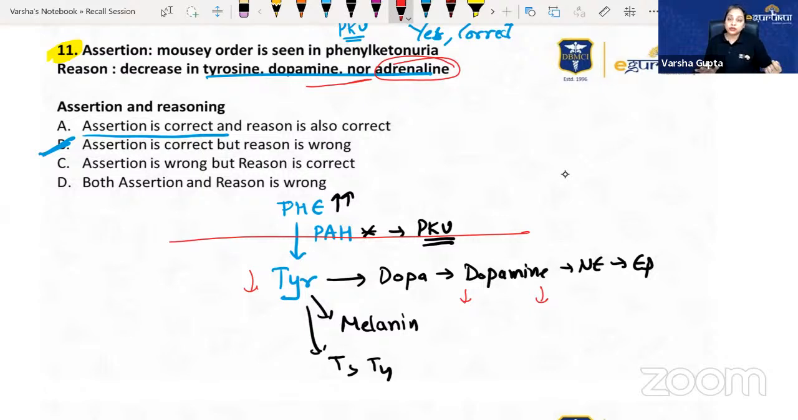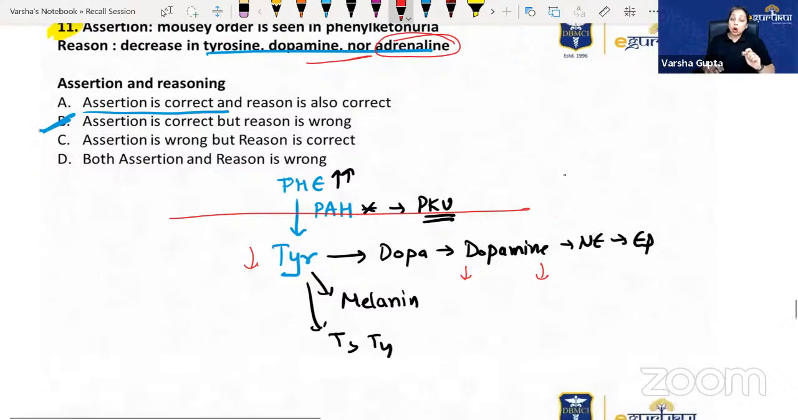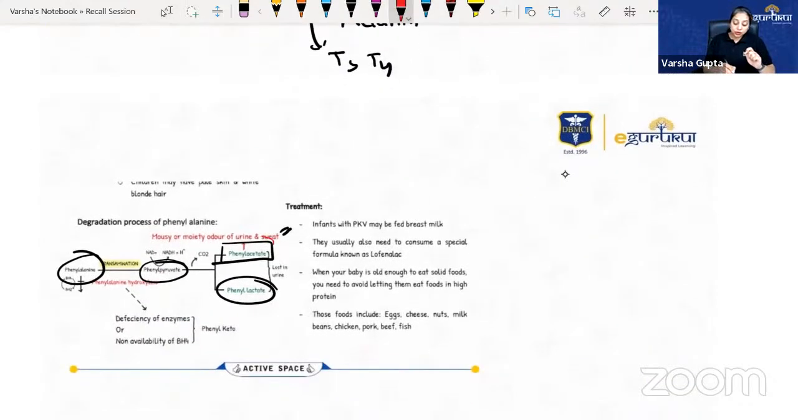Okay, definitely the mousy odor is there in phenylketonuria, but this is not the true option, because the deficiency of phenylalanine hydroxylase is the correct reason, or the correct reason could be the accumulation of phenyl acetate, which is responsible for the mousy odor. Okay.